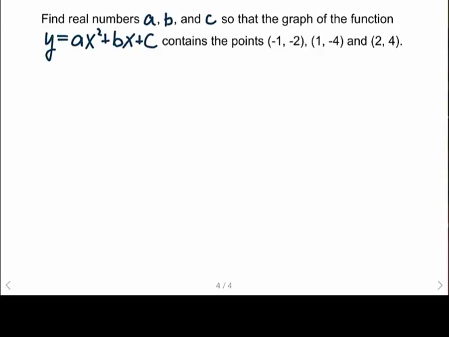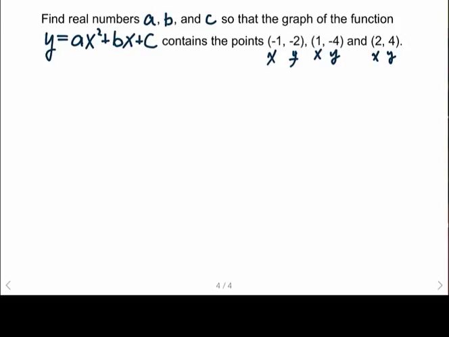What is meant when we say the graph of the function contains the points is that for the point (-1, -2), x is -1 and y is -2. For the point (1, -4), x is 1 and y is -4. And likewise for the point (2, 4), x is 2 and y is 4. What we're saying is these are 3 ordered pairs, 3 points that are on a graph. The graph, y equals ax squared plus bx plus c, is that of a parabola. This is just saying you've got 3 points, come up with the equation of a parabola. And the way we're going to do it is using a 3 by 3 system.